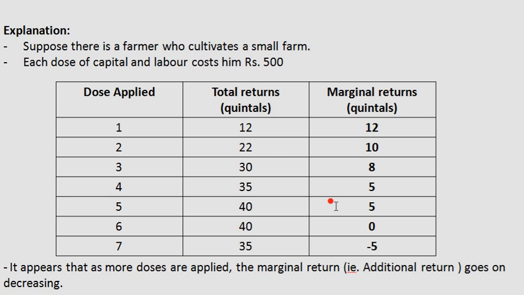Therefore, it is important to optimize the resources in a particular production activity, and this is the importance of this principle: the farmer should optimize his resources in order to get maximum returns from the production activity. So friends, this is all about the short summary of the law of diminishing returns. Thank you.